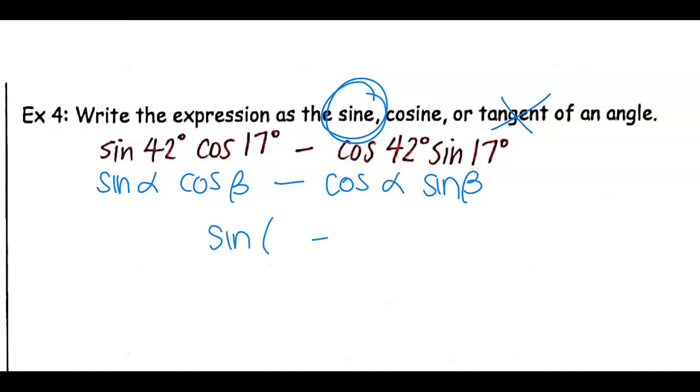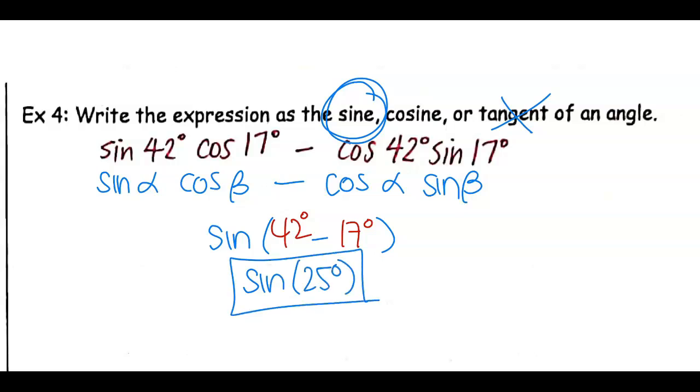Sine of some number minus another number. So your alpha is going to be 42. Your beta is 17. These are both degrees. All we're going to do here is just subtract. 42 minus 17 is just 25 degrees. This would be your answer.